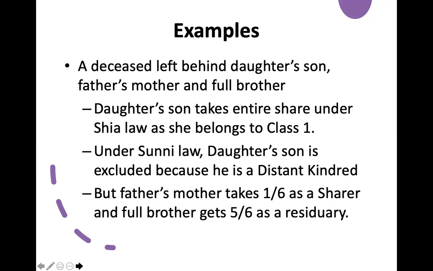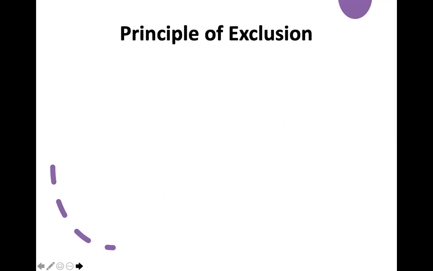Here are some examples to clarify these principles. Suppose somebody died, left behind daughter's son, father's mother and full brother. Daughter's son takes the entire share under Shia law as he belongs to class one. Under Sunni law, however, daughter's son is excluded because he is a distant kindred, but father's mother takes 1/6 as a sharer and full brother gets the lion's share, that is 5/6 as a residuary. So when applied in certain circumstances, there are clear distinctions between Sunni and Shia inheritance law.